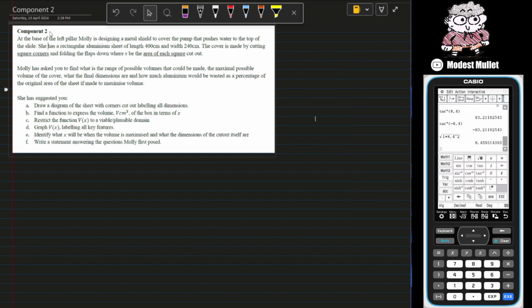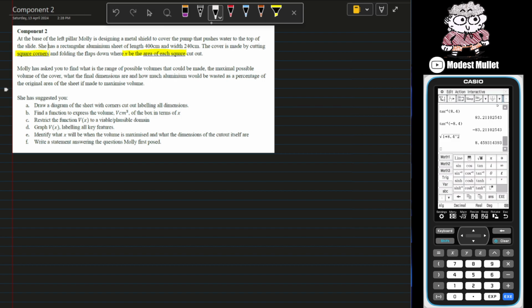She has a rectangular aluminium sheet of length 400 centimeters and width 240 centimeters. The cover is made by cutting square corners and folding the flaps down, where X will be the area of each square cut. So there's a couple of key things there, and I've underlined them, but I'm going to highlight them. We're cutting out some square corners out of the sheet, and X will be the area of the square cut out. Okay, so let's draw a picture, which is what we're asked to do.